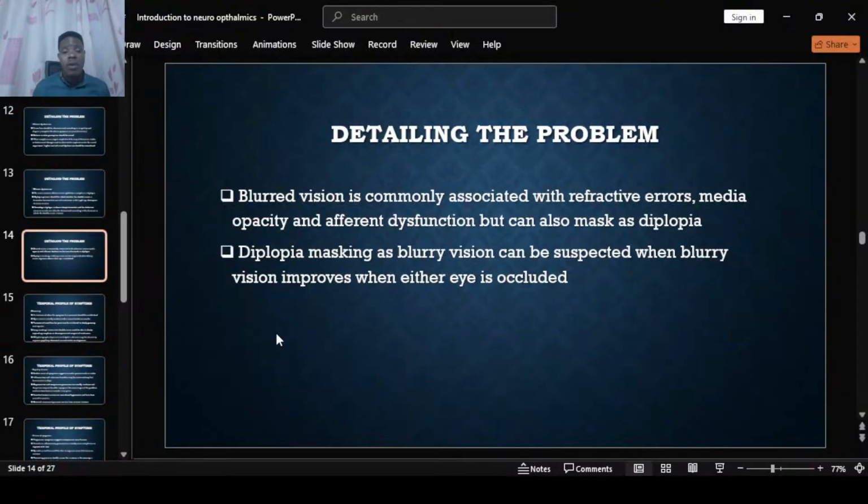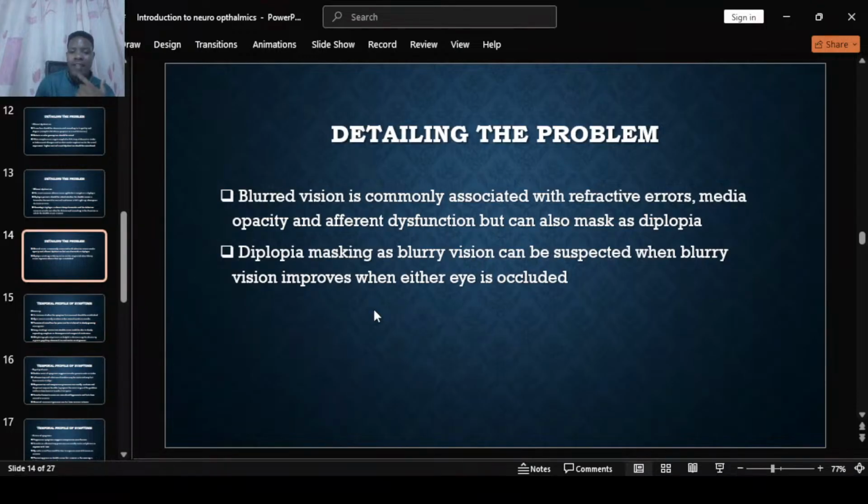Blurred vision is commonly associated with refractive errors, media opacity, and afferent dysfunction, but it can also mask as diplopia. Sometimes what the patient is calling diplopia might not necessarily be diplopia. It could be blurry vision. So it is important we differentiate blurry vision from diplopia. It is very important. And diplopia masking as blurry vision can be suspected when blurry vision improves when either eye is occluded.